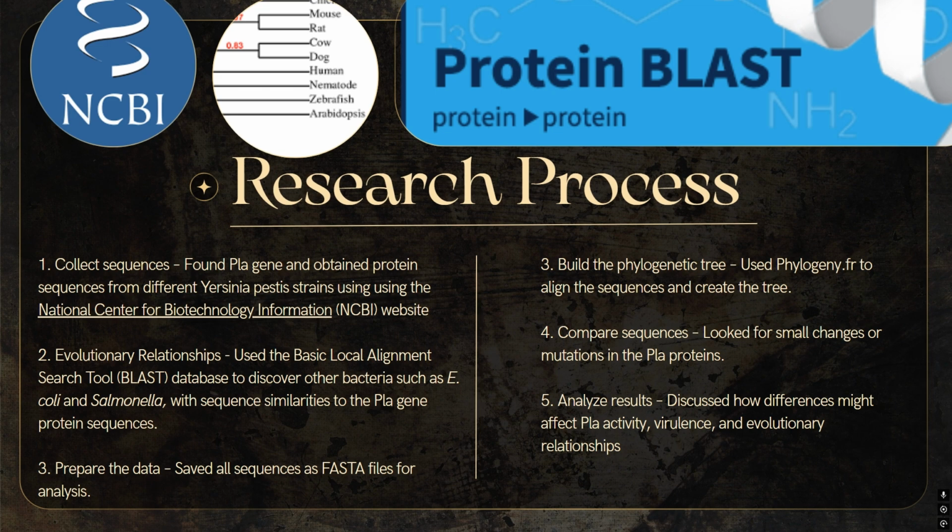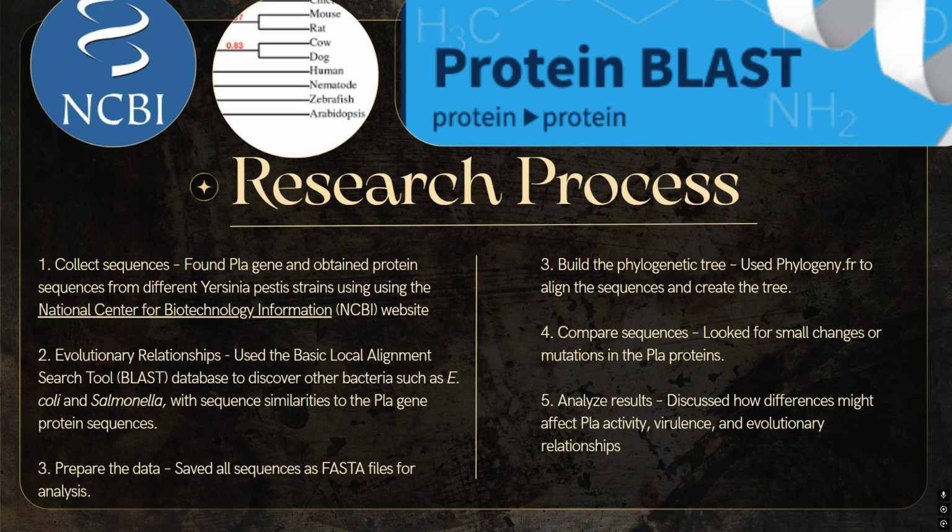We then used the Basic Local Alignment Search Tool, also known as BLAST, to discover other bacteria with similar sequences to Yersinia's PLA gene. That's where we discovered E. coli and Salmonella. So once we used those websites and we were able to obtain those protein sequences, we made sure to save all their FASTA files for analysis.